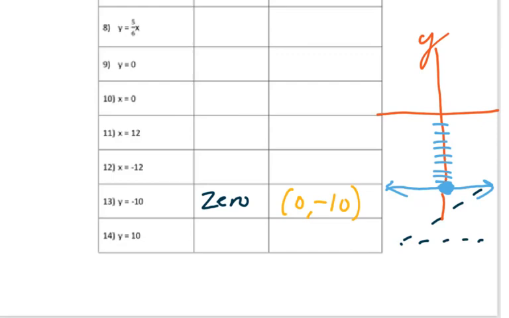So try the same thing with 14. Very easy. If you struggle with special lines, draw the picture so you know what it looks like, and then you can see the slope and the y-intercept.